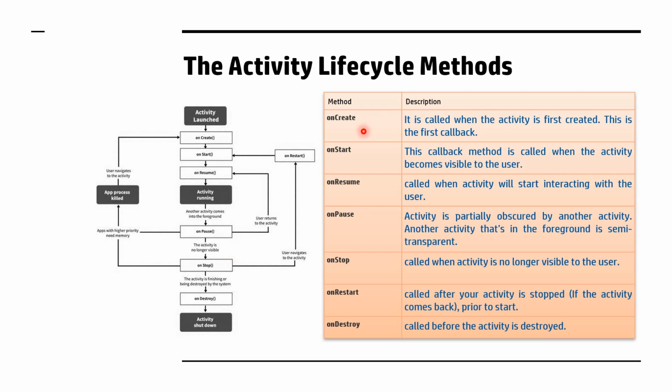So the methods are like onCreate. What is it? It is called when the activity is first created. This is the first callback. Now second, onStart. When will this be called? This is a callback method which is called when the activity becomes visible to the user. The user will start seeing it.